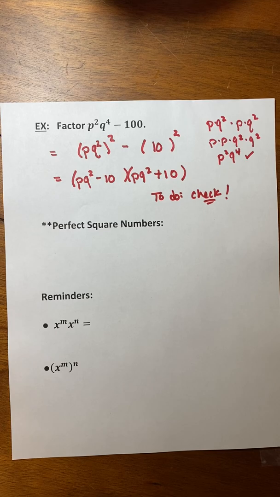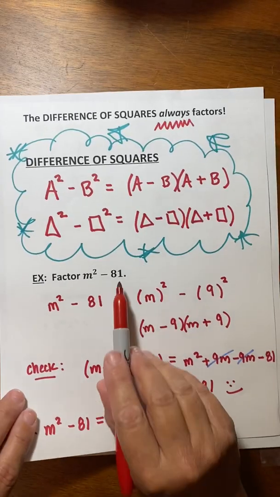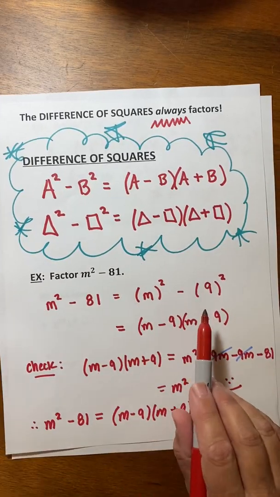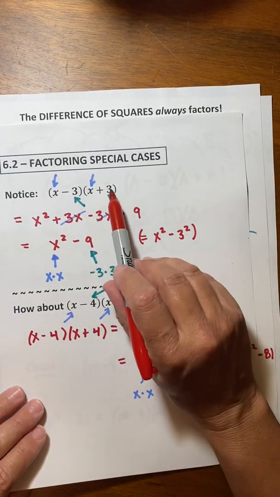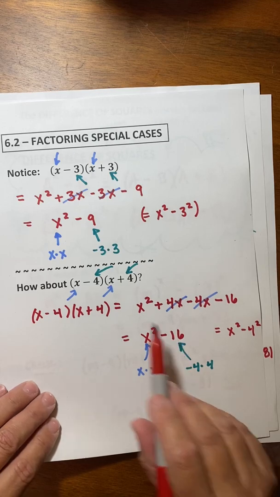So if we go back to these couple problems here, 81 is a perfect square number because it can be written as 9 times 9. 9 is a perfect square number because it's 3 times 3. 16 is a perfect square number.